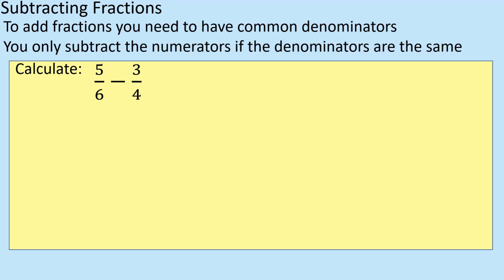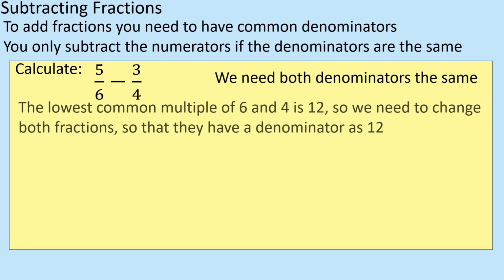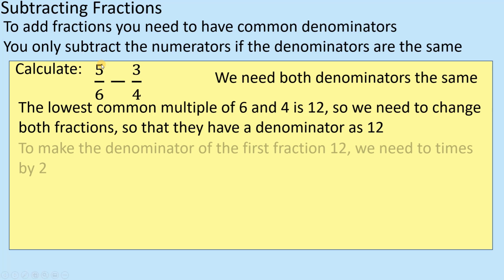I'm thinking about my 4 times table and my 6 times table, and I know they both go into 12. So those denominators are going to change to 12s. When I change this first one, I'm going to double this one, so I need to double this one.